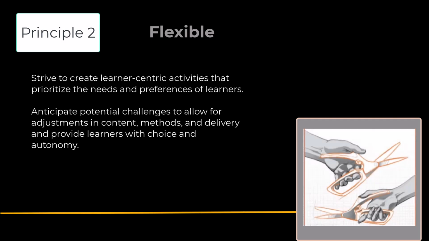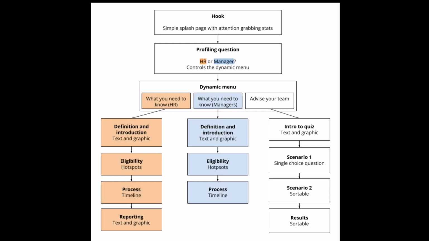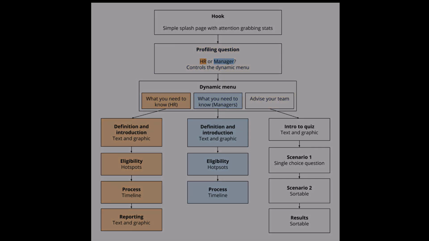The second principle requires that instructional designers prioritize the preferences of their learners. This means that people can choose their own journey as they travel through a learning experience. You can see in this branching scenario how all learners begin with the same opening, a hook that draws them in, and then they're asked a profiling question, which leads them down one of 3 branches. They are in charge of what they learn.